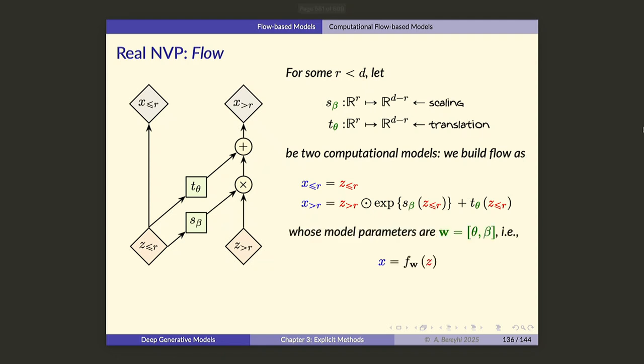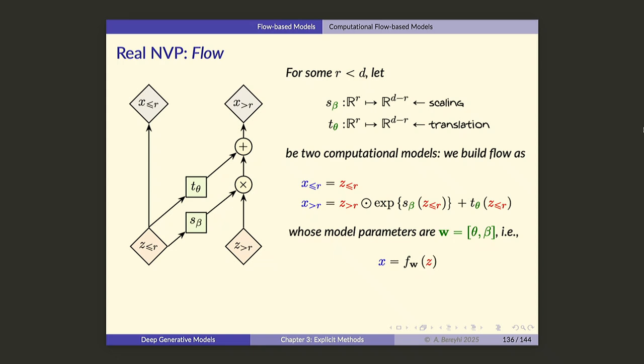So our model, you can look at this from Z to X as a flow network, and then the parameters of this flow network are essentially whatever you have inside your translation and scaling networks. Okay? Questions? Now, if that is clear for you, then it is quite easy to see that this network is easily invertible.